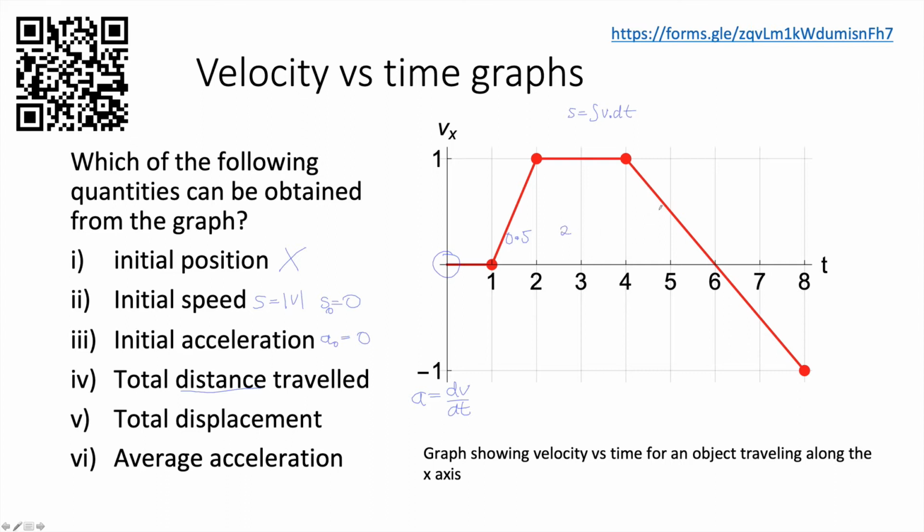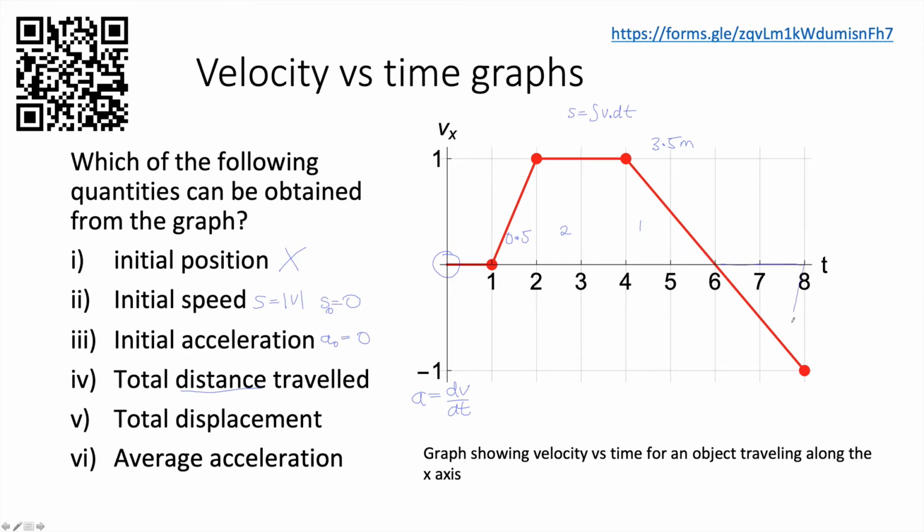And then we've got this triangle, which has a length of 2 and a height of 1. So half the breadth times the height gives us 1 in this case. So the area on top is 3.5 meters. So it travels 3.5 meters in the positive direction, and now it's going in the negative direction.